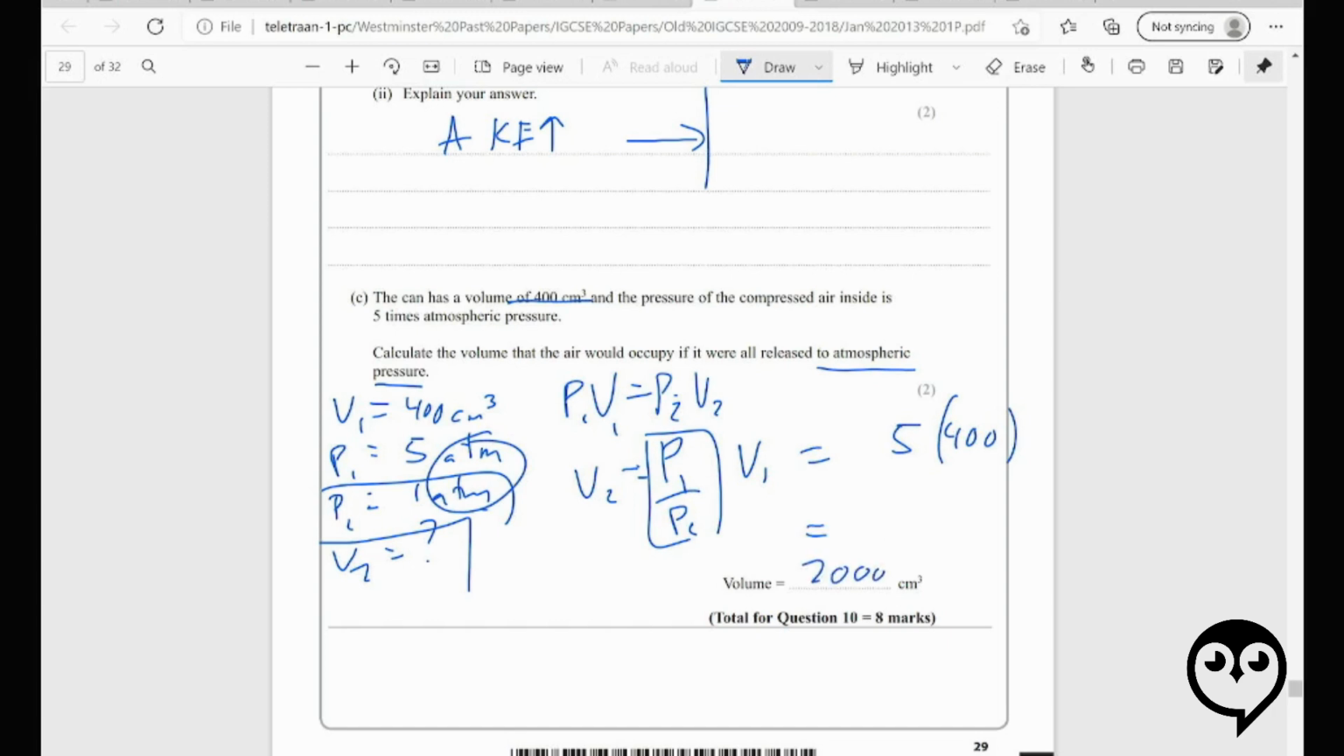Does that make sense to you? We are at a very high pressure. When we lower the pressure by a factor of 5, we're going to have to increase the volume by a factor of 5. So in order to get that gas down to 1 atmospheric pressure, it's going to need to take up 5 times the volume. I hope that makes sense.